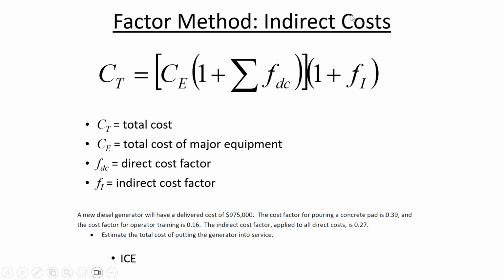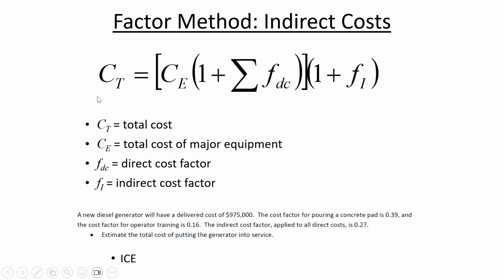And so what this formula suggests is that 1 represents the cost of the major equipment item, and then you add together the other direct cost factors. And so here in the example, the 2 direct cost factors are 0.39 for the concrete pad and 0.16 for operator training. So then multiplying that by the cost of the major equipment gives you the direct costs, and then the indirect cost factors are added on top of that to find the total cost of the equipment.